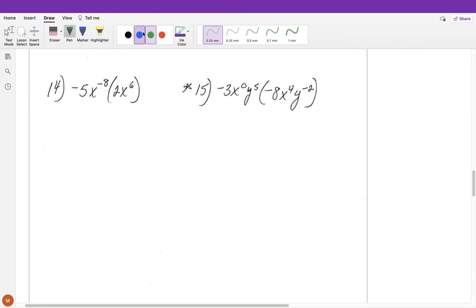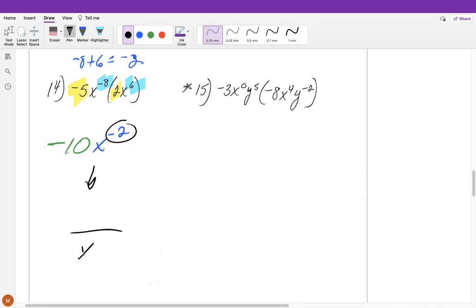All right, here we have our coefficients of negative 5 times 2. So negative 5 times 2 is negative 10. Our rule is we add our powers when we're multiplying. So negative 8 plus 6 is equal to negative 2. So we have negative 10x to the negative second power. We can't leave this as negative. So since it's in the numerator, we drop it to the denominator. And the negative 10 stays because only the x is being raised to that power.